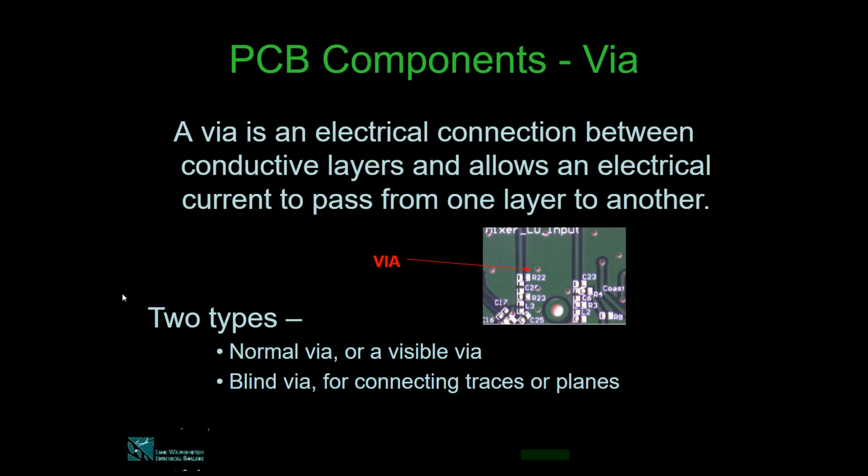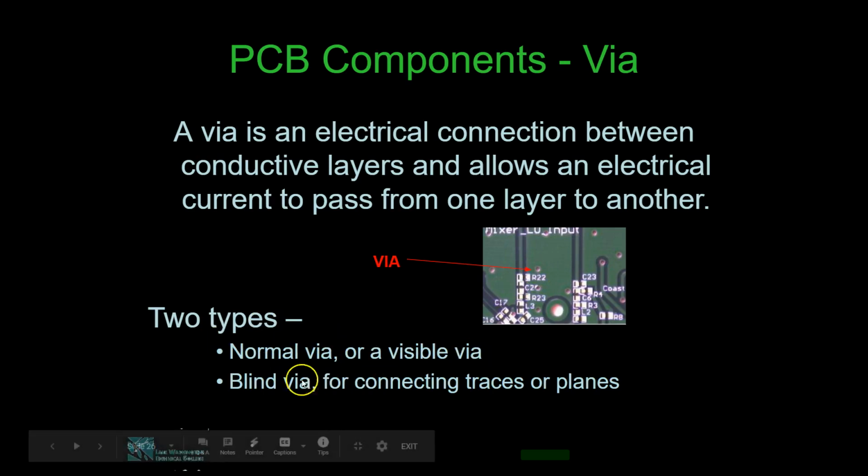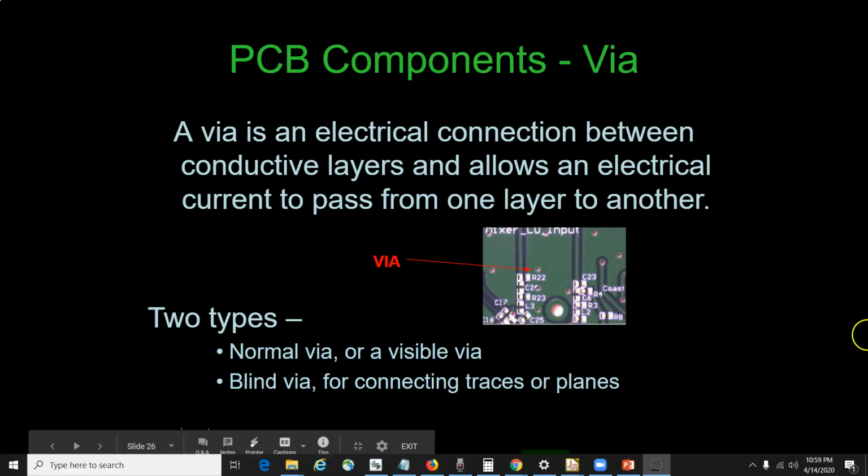Now this slide talks about the via. A via is an electrical connection between conductive layers and allows an electrical current to pass from one layer to another. We have already seen this in the slide before last, and here we can visually see from this example of the PCB that this is the via, and there are two types of via, the normal via or a visible via, and blind via for connecting traces or planes. Now we'll go to the next slide.